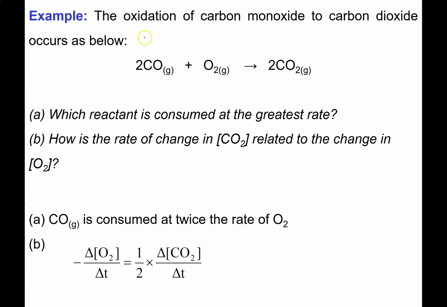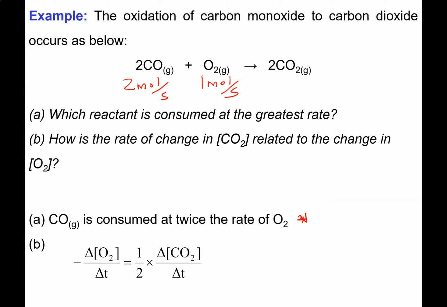So if I look here, if I was consuming O2 at a rate of 1 mole per second, then I would be consuming CO at a rate of 2 moles per second, because for every 1 O2 I need to be using up 2 COs. So CO is going to be consumed at twice the rate as O2.